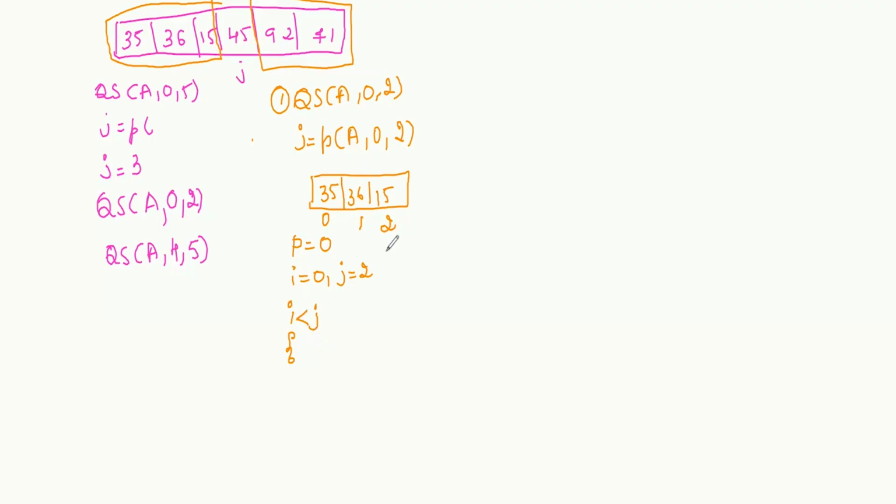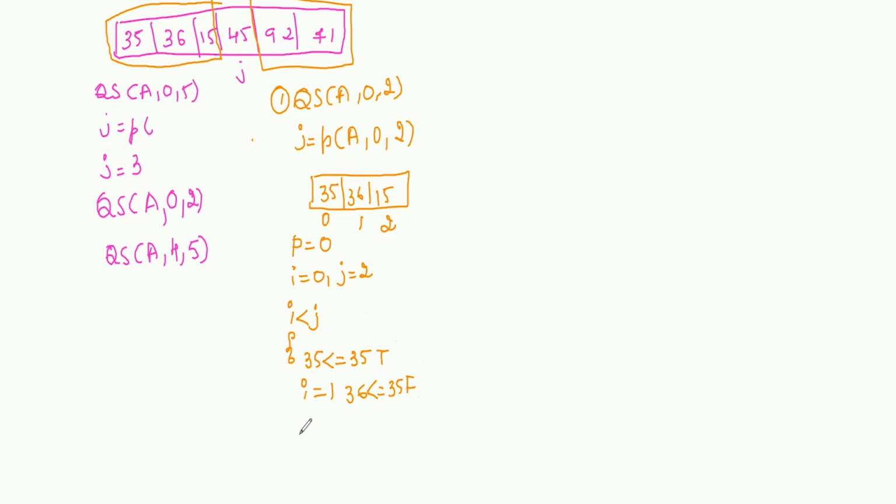Of course, i is less than 2. Next condition we have to check is whether A of i is less than or equal to the pivot value. Yes, of course, this is also true. In that case, I'm going to increment the i value to 1. Once again, I'm going to check whether i is less than high. Yes, 1 is less than 2. Now I'm going to check whether A of i is less than or equal to the pivot value. In this case, this is becoming false, isn't it? So I'm going to stop it.